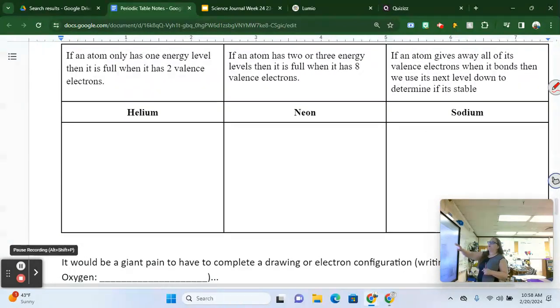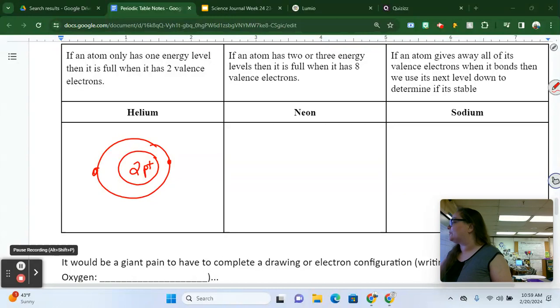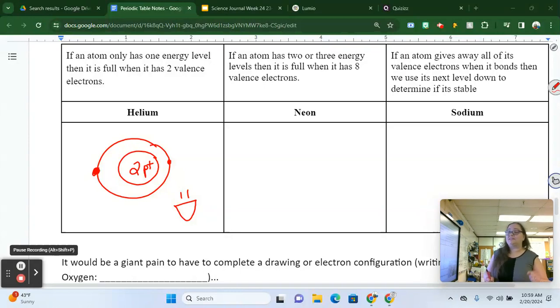All right, so let's draw what this looks like. If an atom only has 1 energy level, it's full when it has 2 valence electrons. So helium has 2 protons in the nucleus, and then it has 2 electrons in its outer energy level, and it is full and happy. It's stable. This is the periodic table, noble gases. Stable. Halogens and alkalis react aggressively.